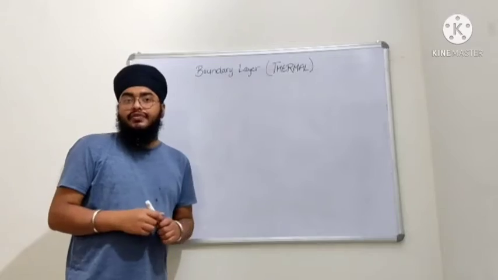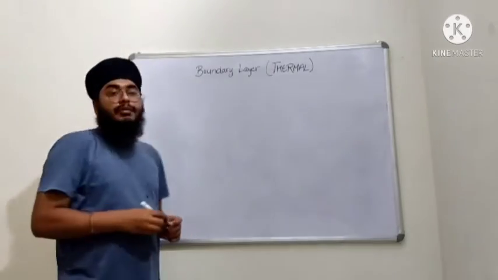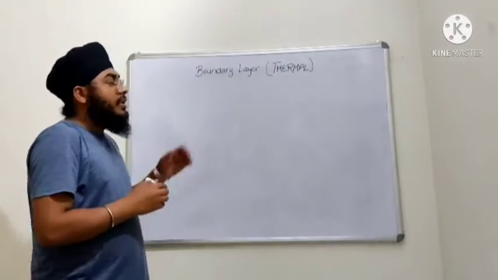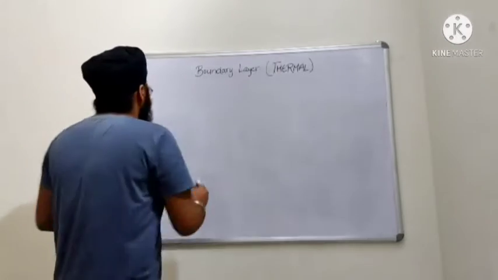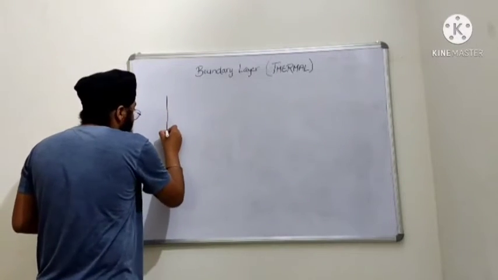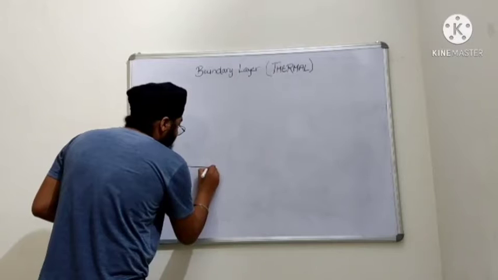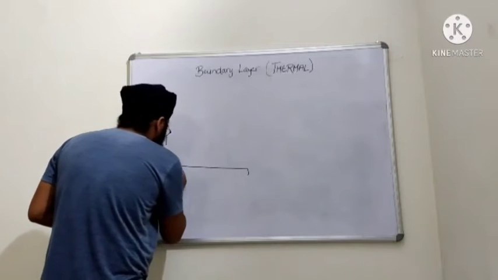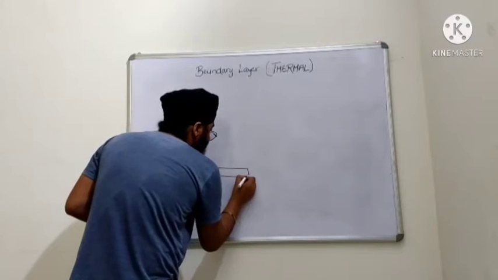The next topic which we are going to discuss is thermal boundary layer. To discuss thermal boundary layer, let us first discuss boundary layer. What is boundary layer? Let's say we have a plate. This is a plate, a solid surface.